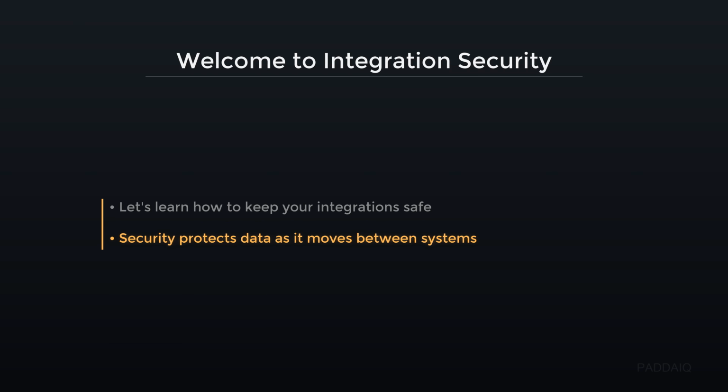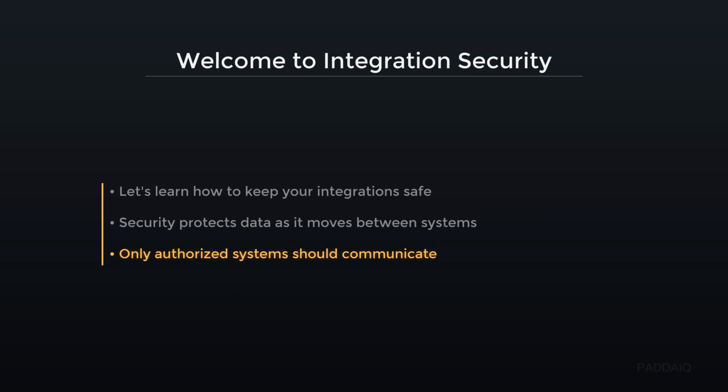Security protects data as it moves between systems. This means keeping your information safe while it travels from one application to another. For instance, when a sales order is sent from SAP S/4HANA to Salesforce, encryption prevents unauthorized access. This ensures your business communications remain confidential and tamper-free throughout their journey.